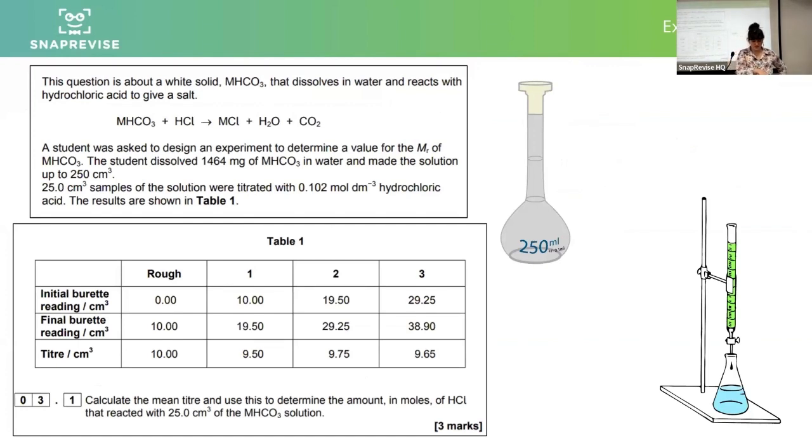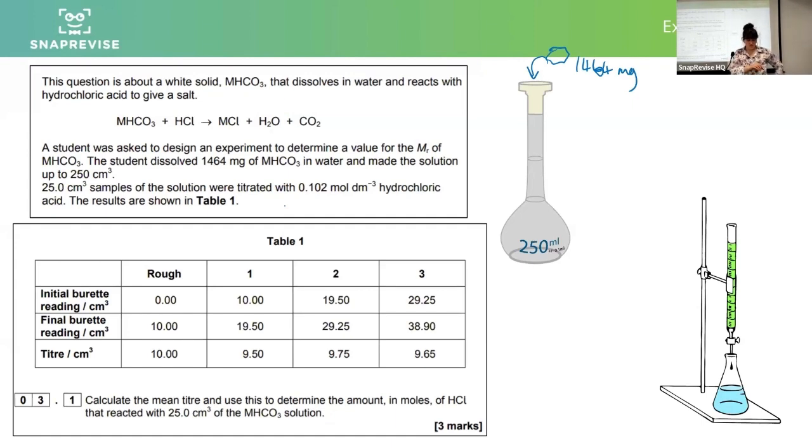So here it says, a student was asked to design an experiment to determine the value of the Mr for MHCO3. The student dissolved 1,464 milligrams of MHCO3 in water and made the solution up to 250 centimeters cubed. So I'm going to draw out somebody putting some solid into, and I'm going to number that as 1,464 milligrams, and they're putting it into 250 centimeters cubed. I've then made it up to 250, fine.